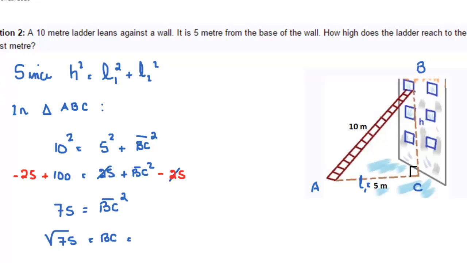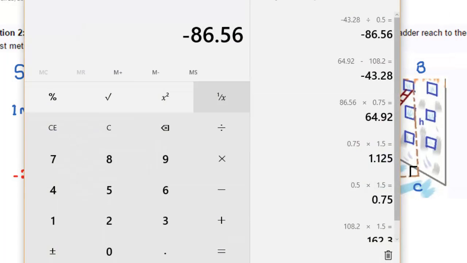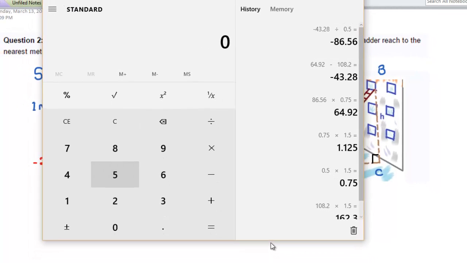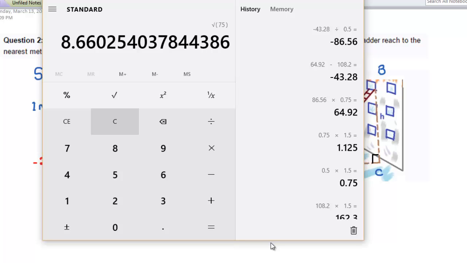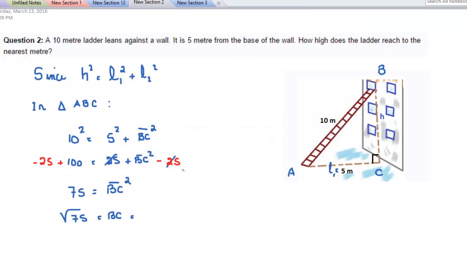So let's use a calculator and we can say I need the square root of 75. The square root of 75 is 8.66. And because it's saying to the nearest meter, that means I can say approximately 9 meters.